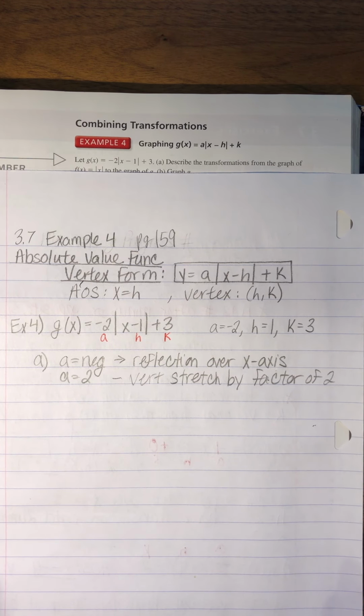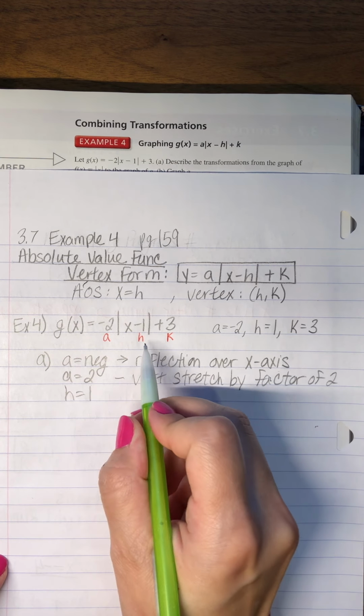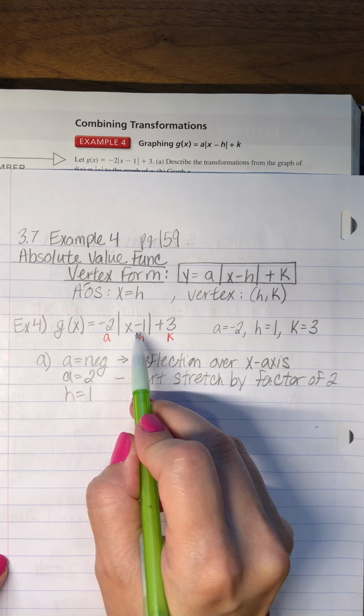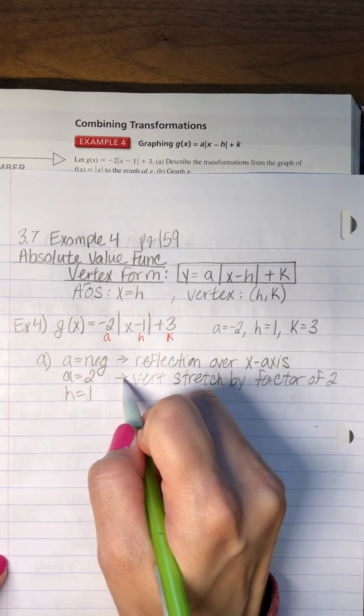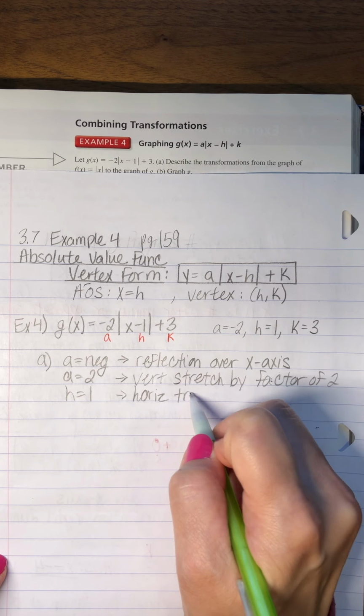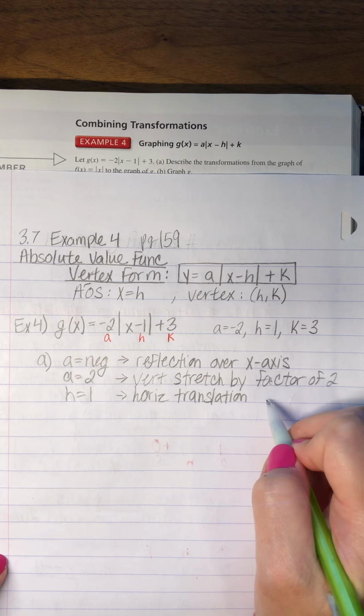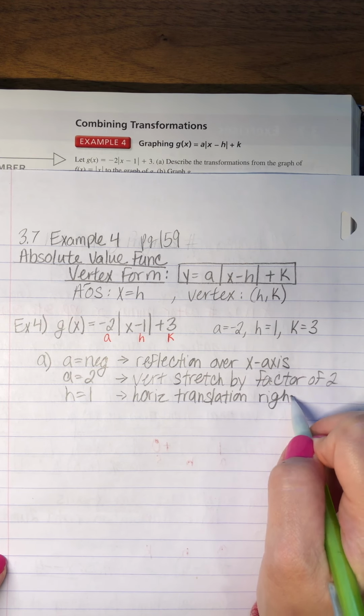Okay, next up is our H value. Our H is +1. Again, it's the opposite of what you see here, or after the minus sign. And if our H is +1, remember H is for the horizontal translation. And it's positive, so we're going to go to the right 1.